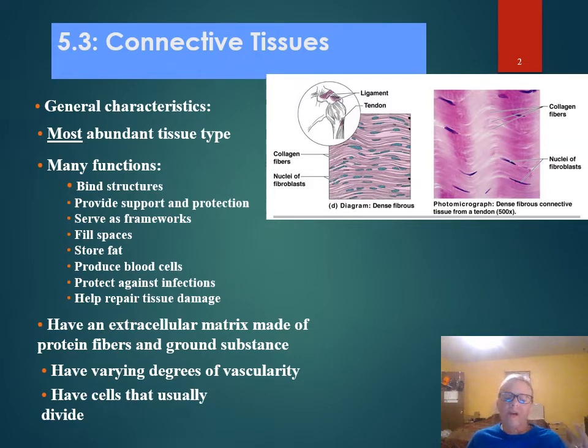They have different amounts of vascularity. Some are very vascular and some are not very vascular at all. And these have cells that usually do divide. There are some exceptions to that.